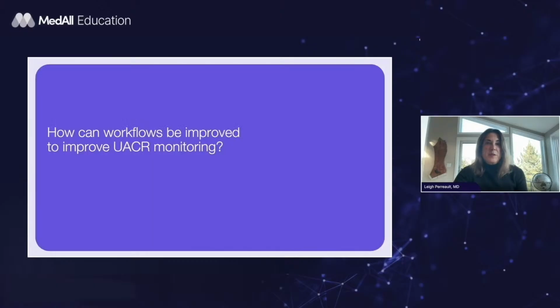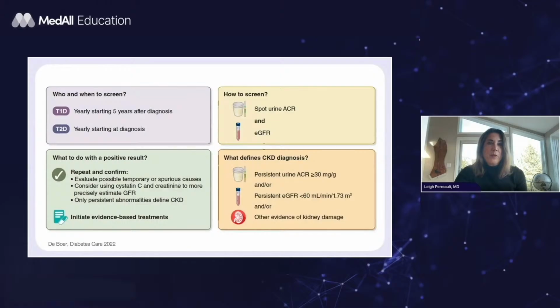Okay, so as we mentioned earlier, Sam had some information at the beginning of his case in terms of what we could use to stratify his risk for the progression of kidney disease, but the UACR was missing. So how can workflows be improved to improve UACR monitoring? Well, first, we need to know who and when to screen.